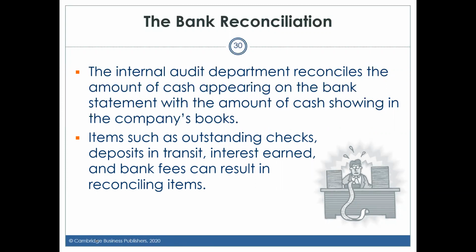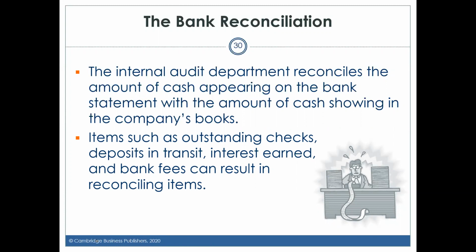So the cash T account will have a balance as of the end of the month. The bank statement will say the company's bank account has a balance. We'll call the bank statement balance the bank balance, and we'll call the cash T account balance the book balance. The bank balance and the book balance at the end of the month likely won't equal each other.